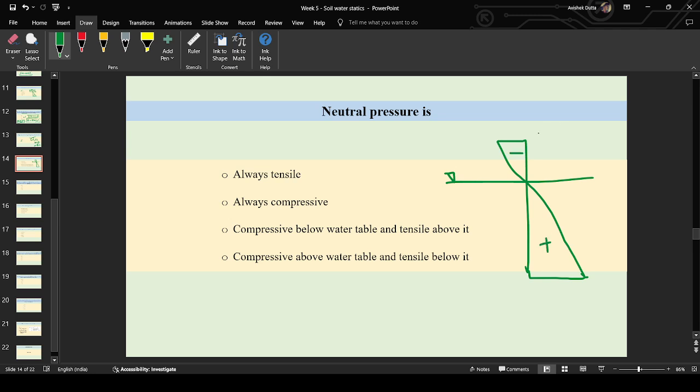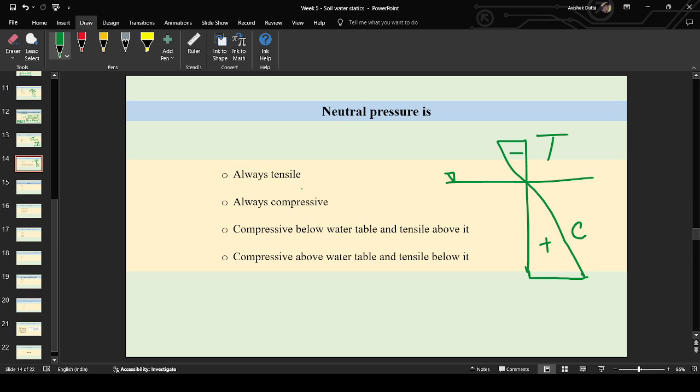Sir, my question is, for example, you take a swimming pool. In a swimming pool, the answer is different because you have only water, so the neutral pressure is always compressive. You are talking about another scenario, when there is no soil. Yes, that is what I want. Just think about general soil conditions.